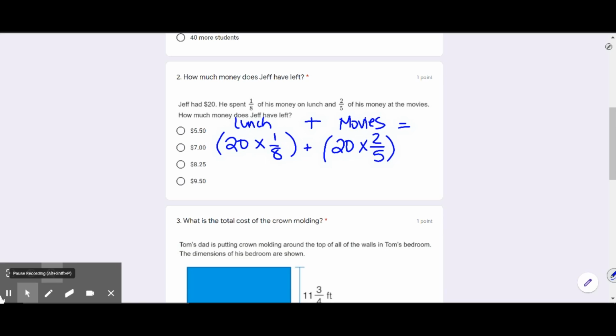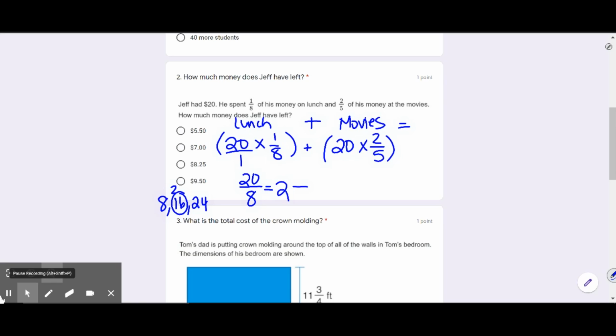So for lunch, what he did was he got 20 over 8. Let's simplify that. How many 8s can I get out of 20? Well, I don't know, Ms. Joyce. Let's get our 8s facts. So that's 8, 16, 24. Oh, the biggest one is the 2, right? So you can get 2 8s out of it.